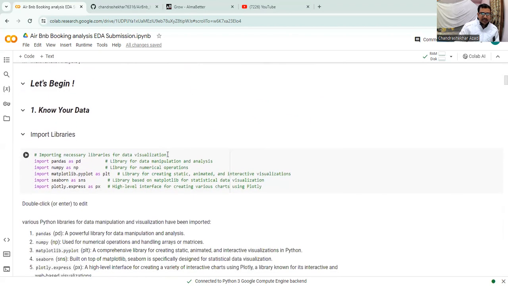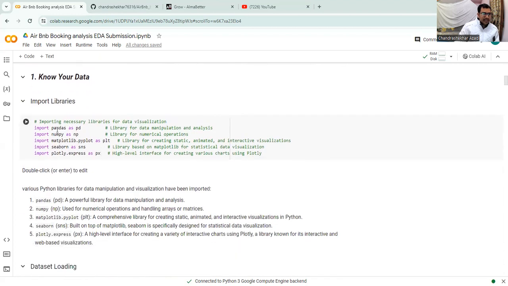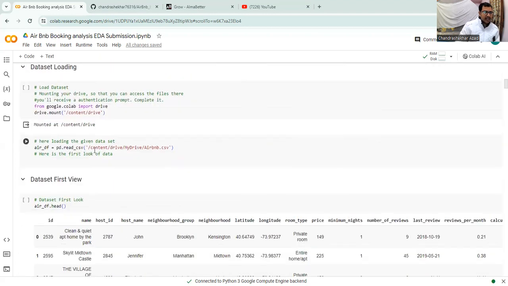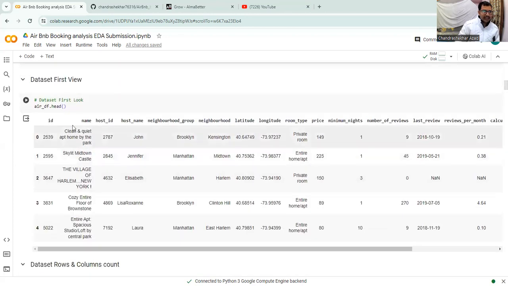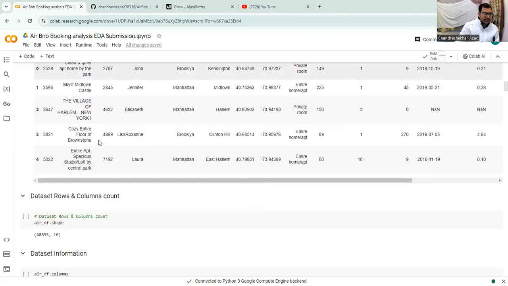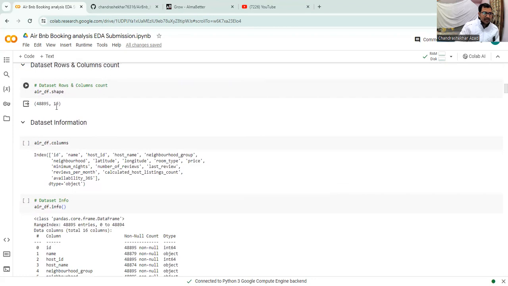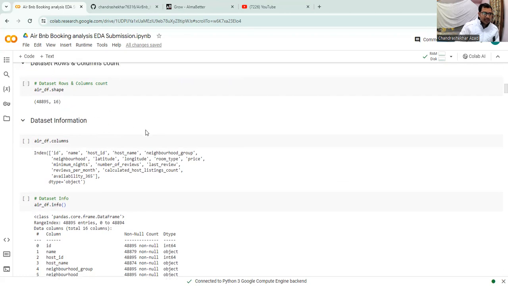So first we import some important Python libraries like pandas, numpy, matplotlib, seaborn, and plotly.express. First we load our data. Here, _df is the name of our dataset. This is the first look at our dataset. You can use the .head method to see this data. The .shape gives the number of rows and number of columns. It is about 48,895 rows and 16 columns.